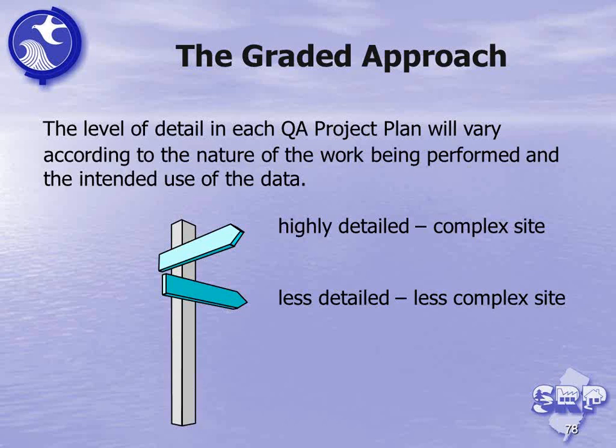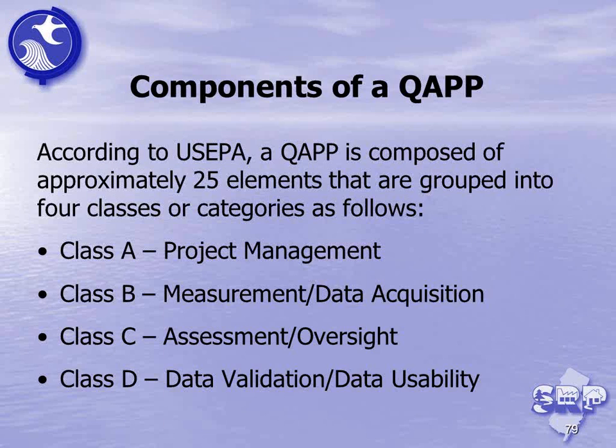So we have the highly detailed site versus a less complex site. That's going to drive how complicated your QAPP needs to be. EPA's own documents talk about 4 different data classes of the 25 different elements. You see the tech regs had 21. You'll see variance on the numbers here. But in the bigger picture, project management versus data acquisition, accessibility and oversight, and then data validation and data usability are the 4 big topics that are addressed in any QAPP.